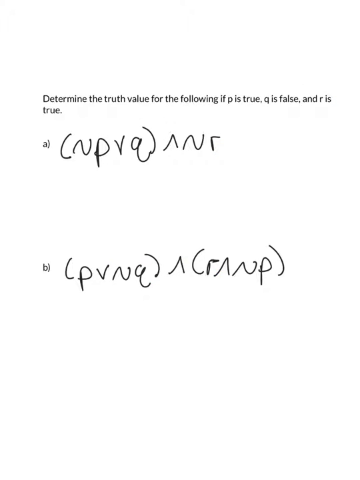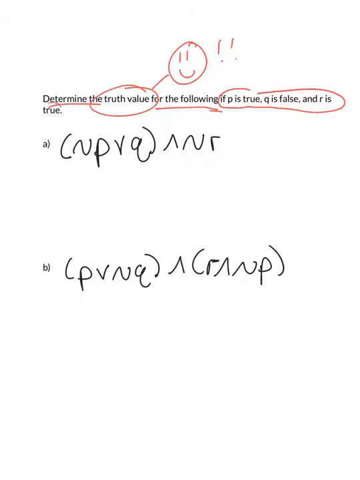Finally, it might ask you for something a little bit different than a truth table in this week's homework. It might say to determine the truth value. And if it says value rather than table, that's a good thing. So I'm going to be cheesy here and draw a big old smiley face. It's much less work than a truth table. For the following if, they tell you that P is true, Q is false, and R is true.